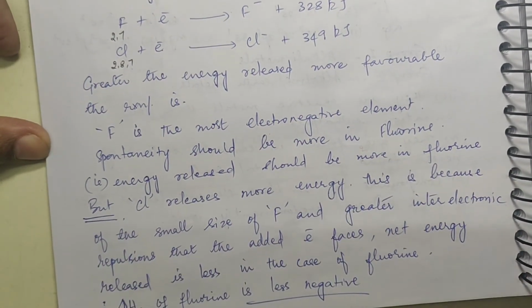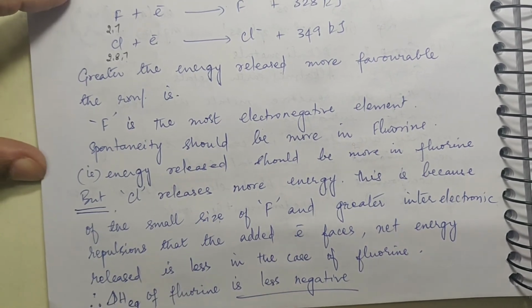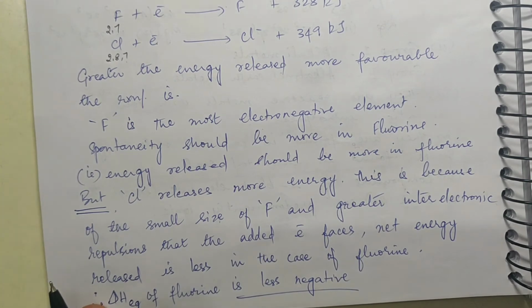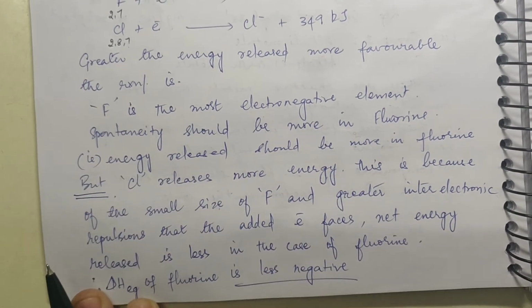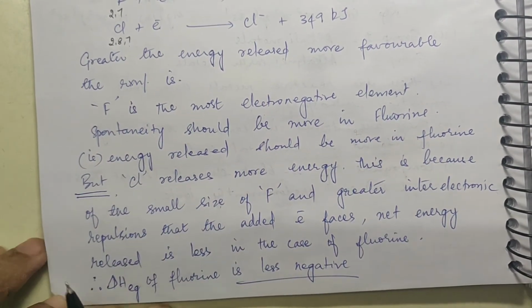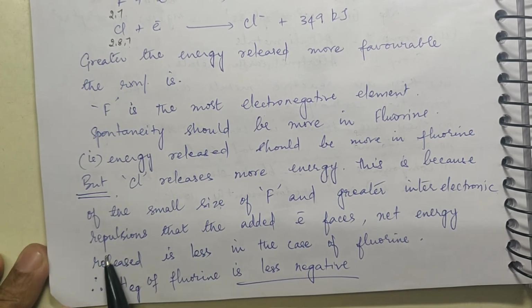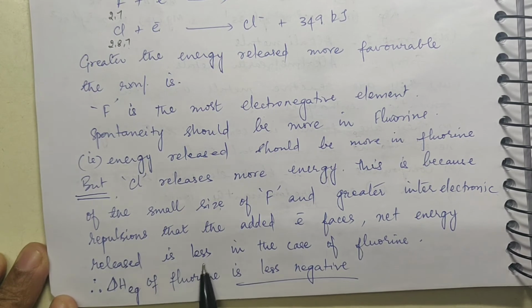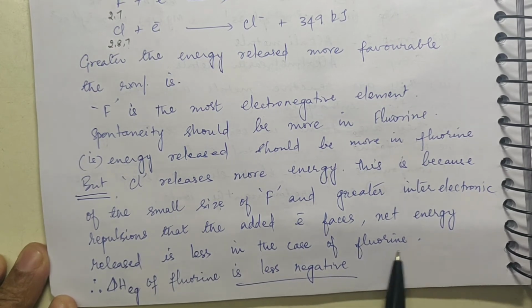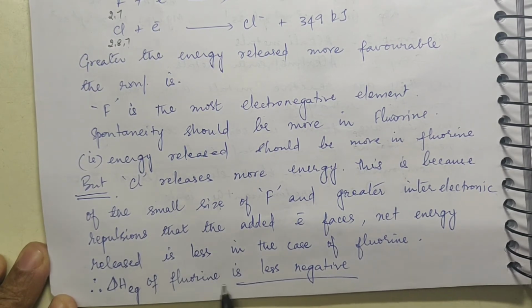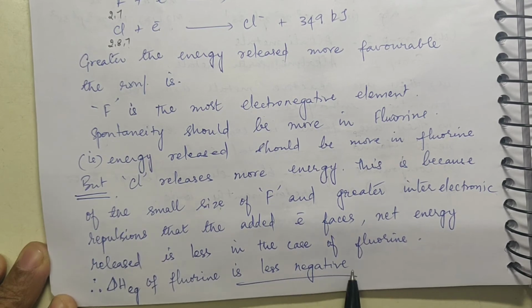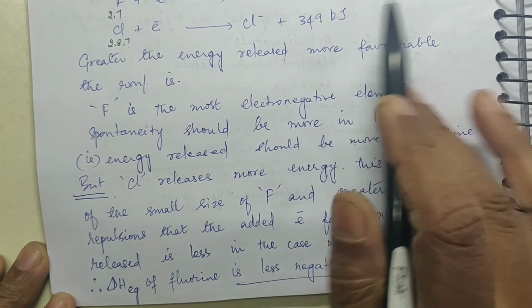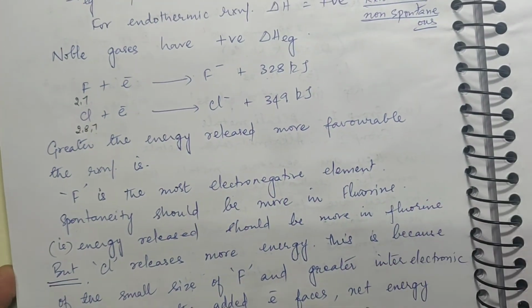Okay, so that is what I have given you here. Chlorine releases more energy. This is because of the small size of fluorine and the greater interelectronic repulsions that the added electron faces. Net energy released is less in the case of fluorine, and so you say delta H Eg of fluorine is less negative. Minus 328 is less negative than minus 349.